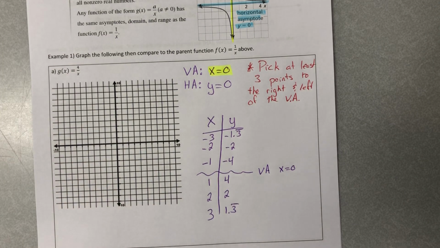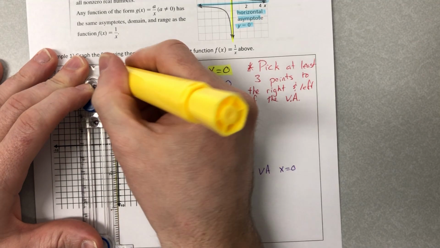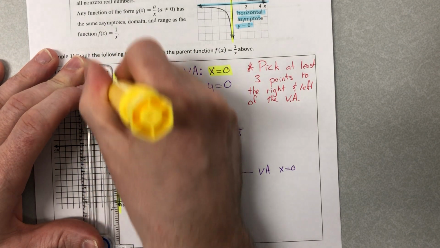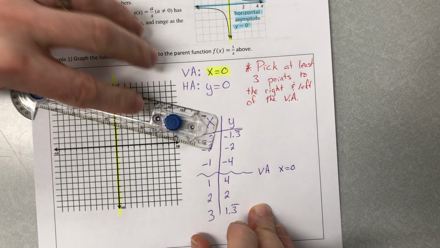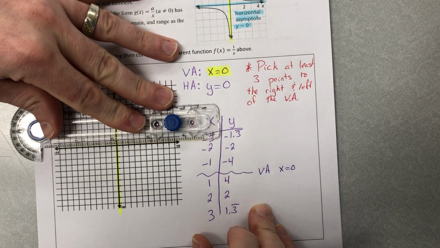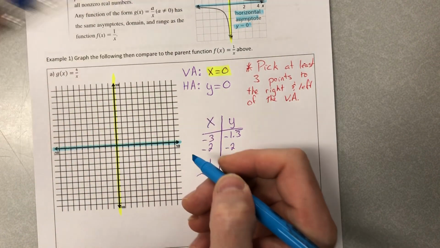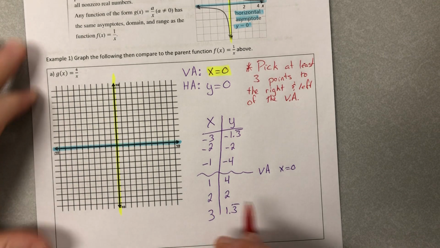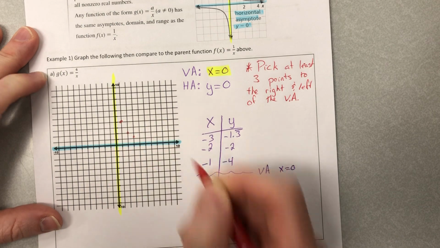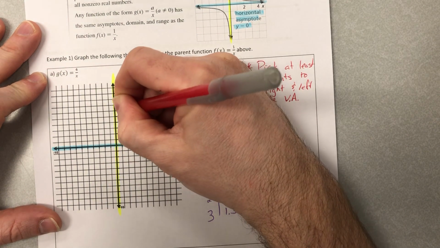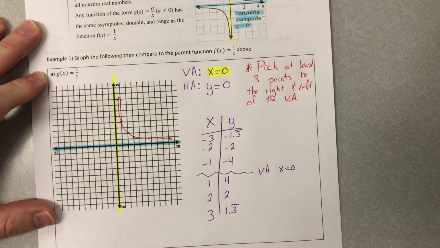So to graph this, I'm going to start off by highlighting my two asymptotes. x equals 0 is my vertical asymptote, and y equals 0 is my horizontal asymptote. Now I'm going to plot my points, (1, 4), (2, 2), and (3, 1.3 repeating). We know they're going to approach both of the asymptotes, so we can draw in our lines as we go.